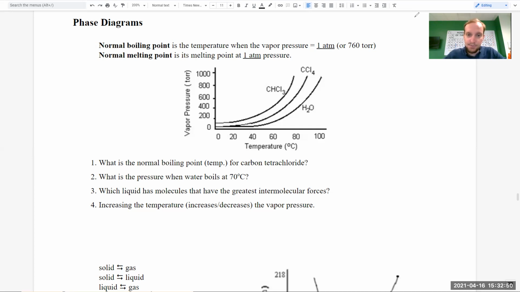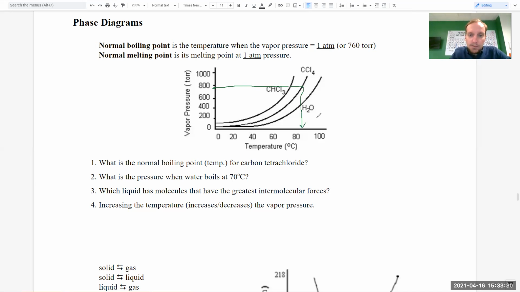So let's go ahead and look at this first simplified graph before we go on to the next one right below. Notice the y-axis is pressure, and on the bottom is your temperature, okay? So number 1 says, what is the normal boiling point for carbon tetrachloride? Okay, so our normal boiling point, we said, is at 1 atmosphere. 1 atmosphere in torr is about 760, which would be right about there somewhere, give or take, right? So if we're going to do carbon tetrachloride, that's CCl4, I'm going to go ahead and draw a horizontal-ish line all the way to CCl4 the best I can. And then I'm going to look down to the bottom. That is not a very straight line, but you get the idea.